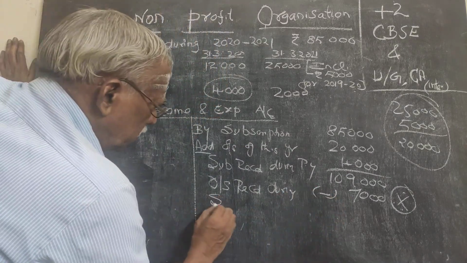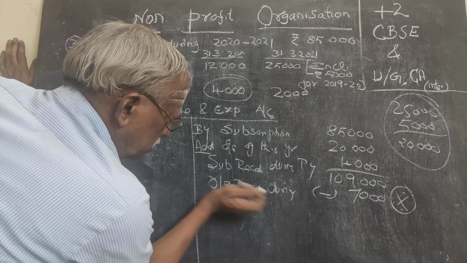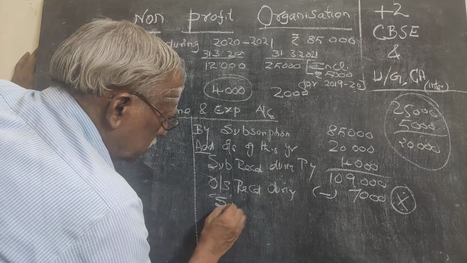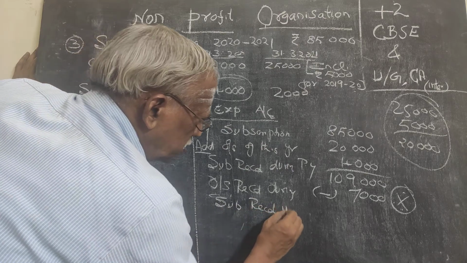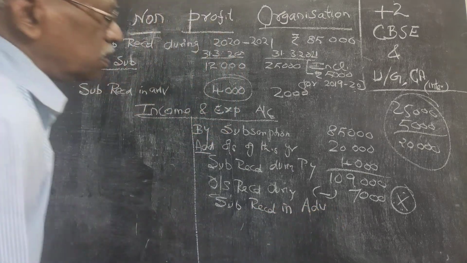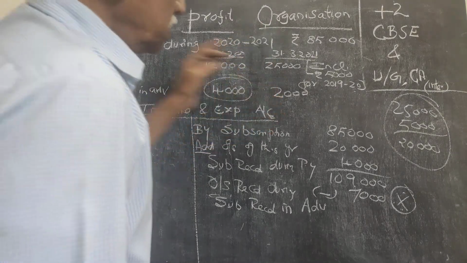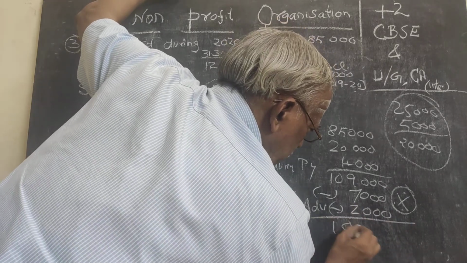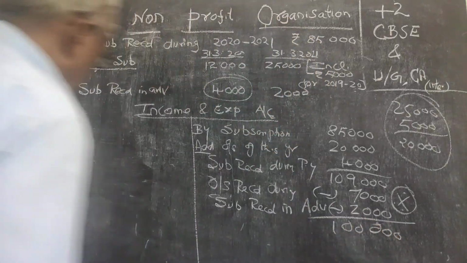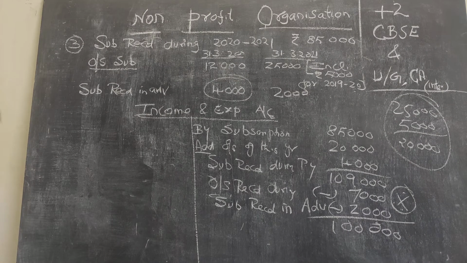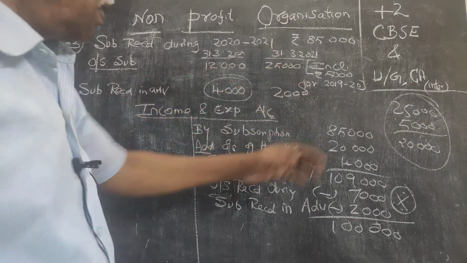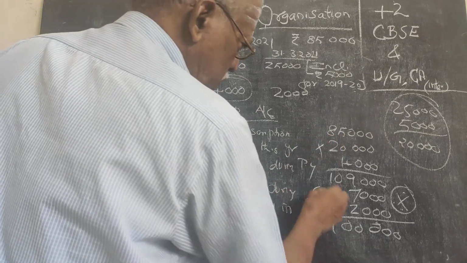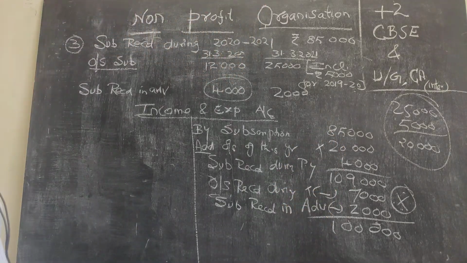And then subscription received in advance during this year. Subscription received in advance during this year is 2,000. That also should be subtracted. So the result is 1 lakh. 1 lakh is the amount of subscription to be shown in the P&L account. Here also, if you don't consider this part, you will be making a mistake in this one as well as in this one, and you will lose marks.